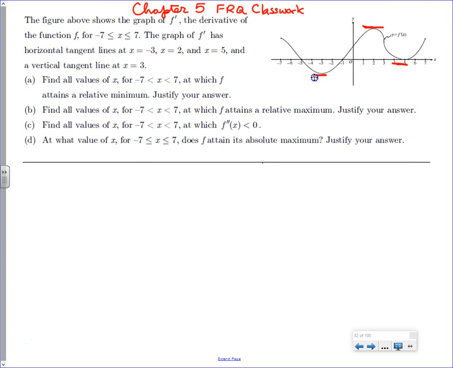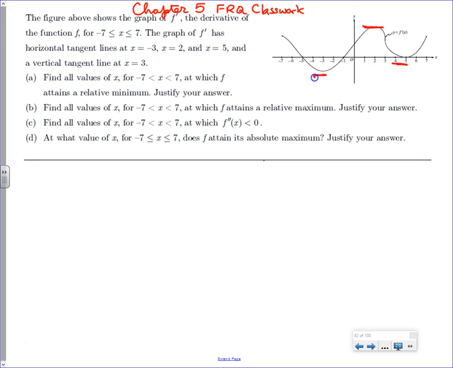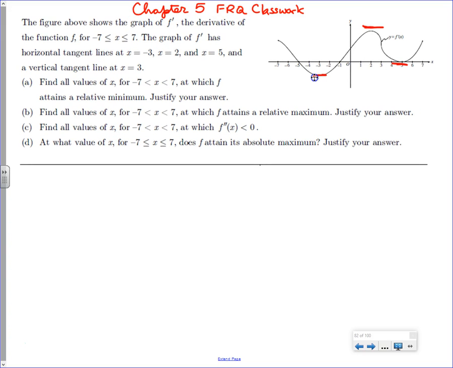Oh, that's good. Okay, I'll fix it over here. And they also tell us we have a vertical tangent, that's interesting. Guys, what's the slope of a vertical tangent? Undefined. Okay.